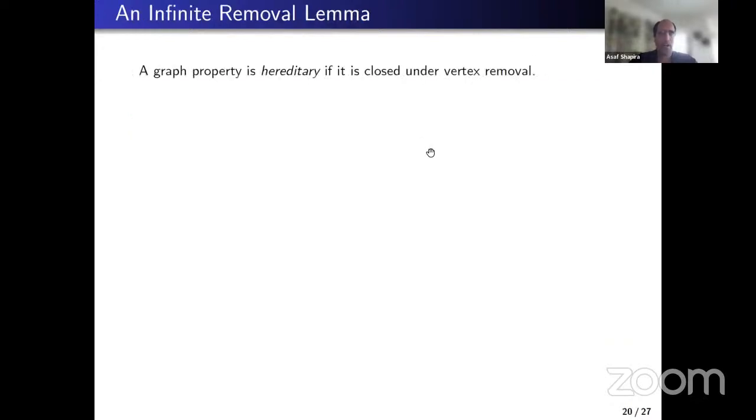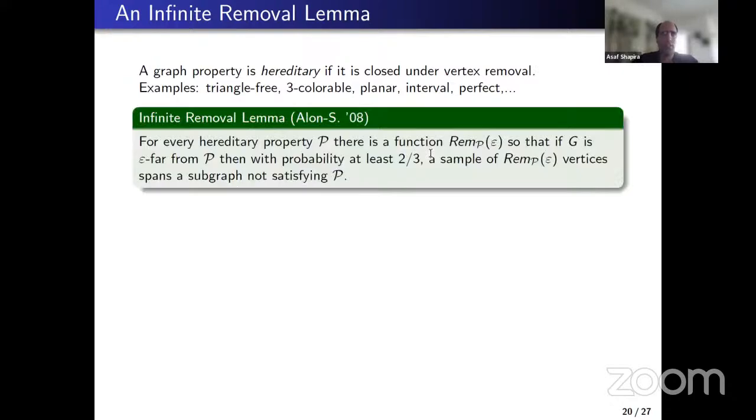So let me say that a graph property is hereditary if it's closed under vertex removal, meaning that if a graph satisfies the property and you remove a vertex, you still get a graph in the property. Most of the graph properties that you encounter in day-to-day life are hereditary, for example, being triangle-free, being three-colorable, being planar, being interval, being perfect, etc. All these properties are hereditary.